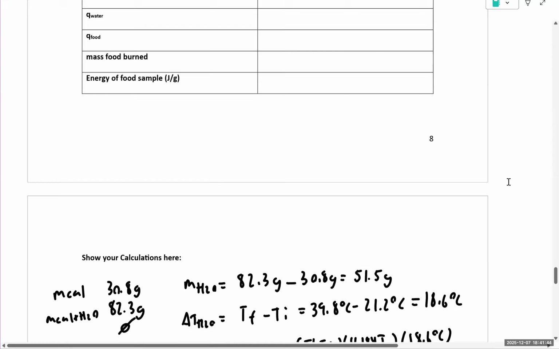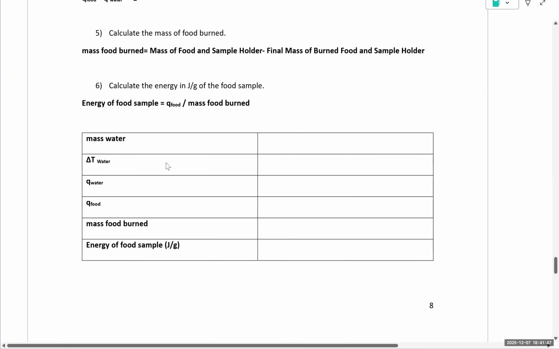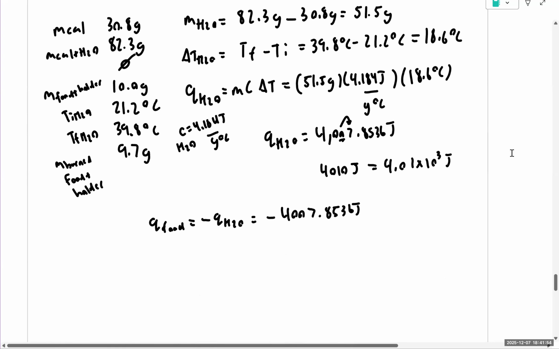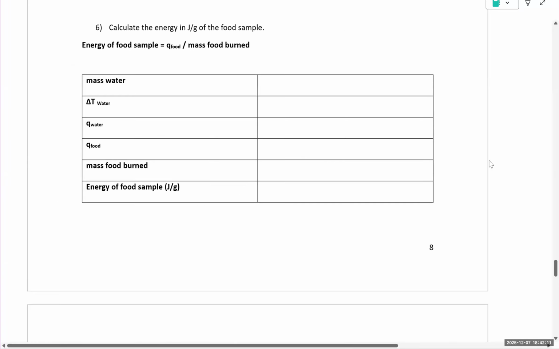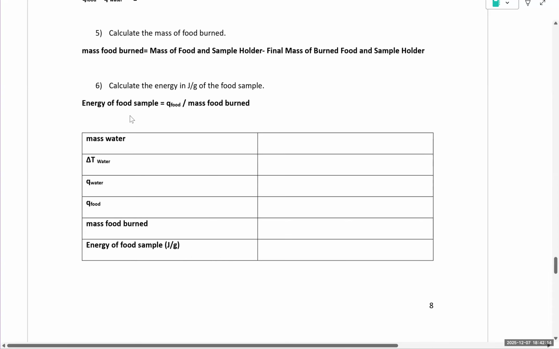Okay, let's now calculate the mass of the food burned by taking the mass of the food in sample holder minus the final mass of the burned food in sample holder. So to calculate the mass of the food sample, we take our initial mass, which is 10.0 grams, minus the mass of the burned food sample in sample holder, which gives us 0.3 grams. Finally, to calculate the energy in joules per gram, we take the heat released by the food sample divided by the mass of food sample burned.